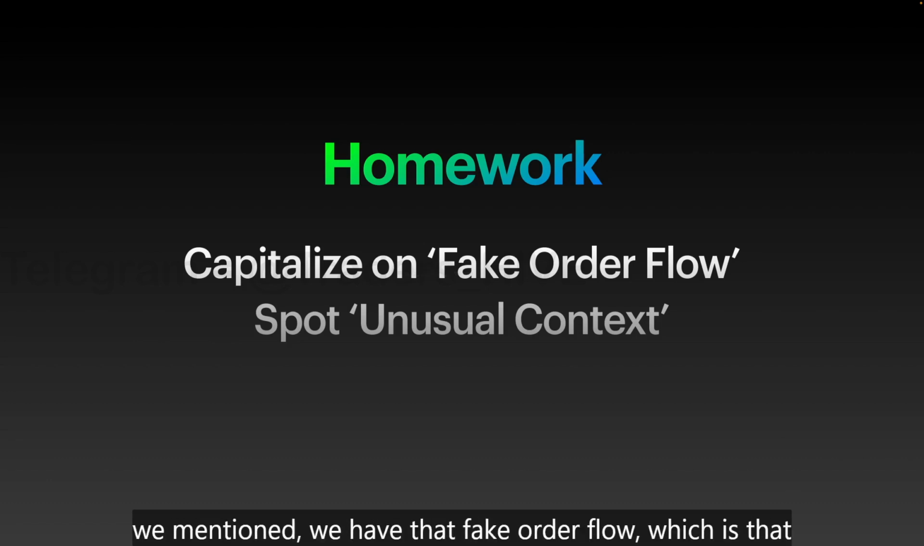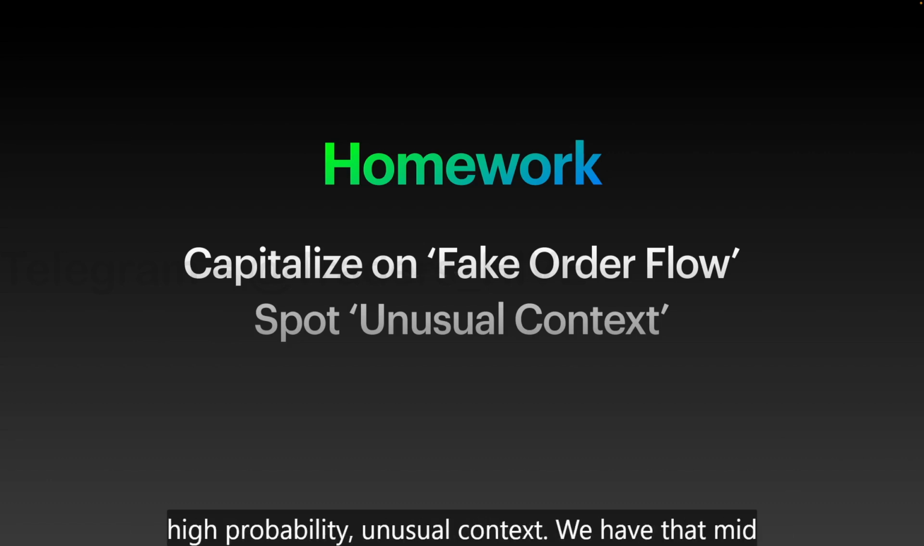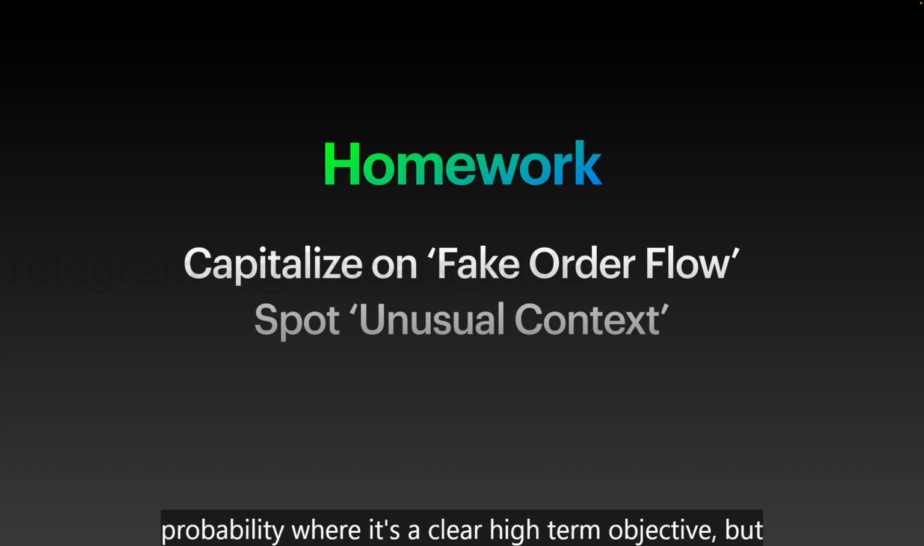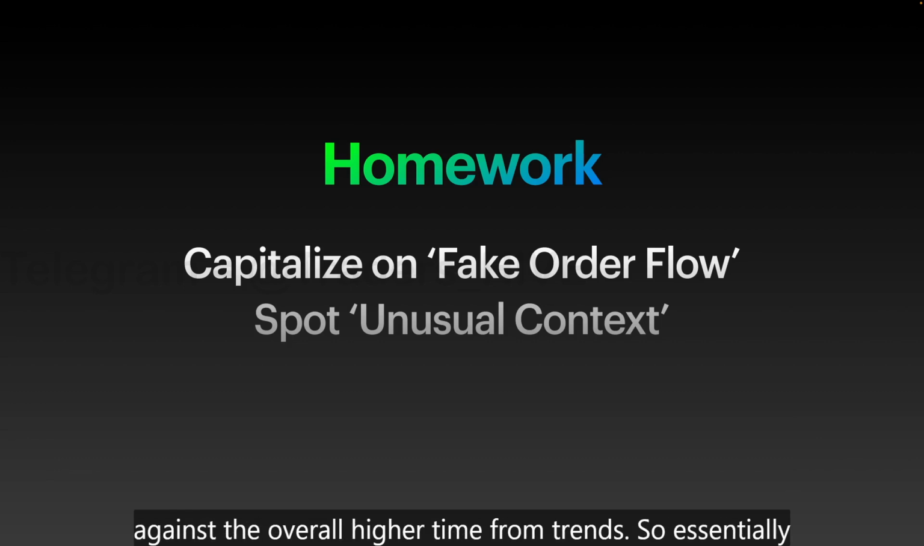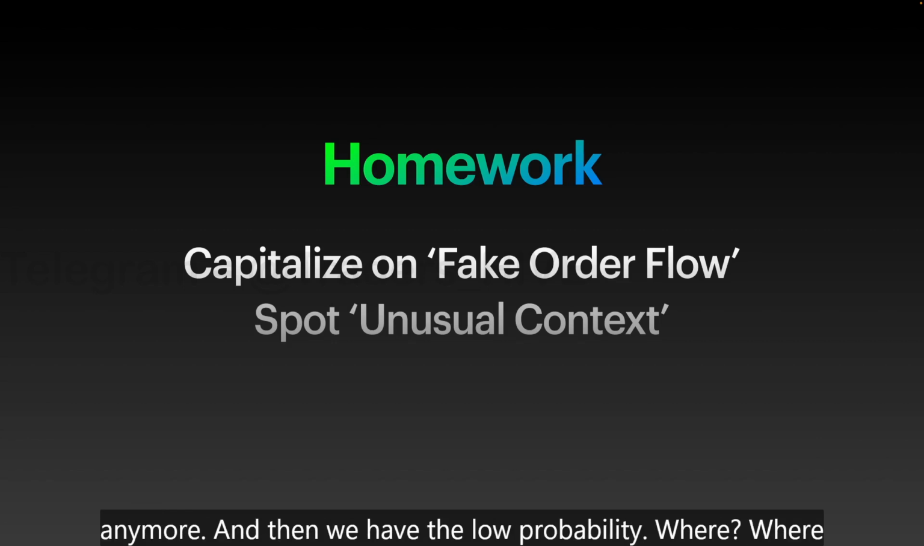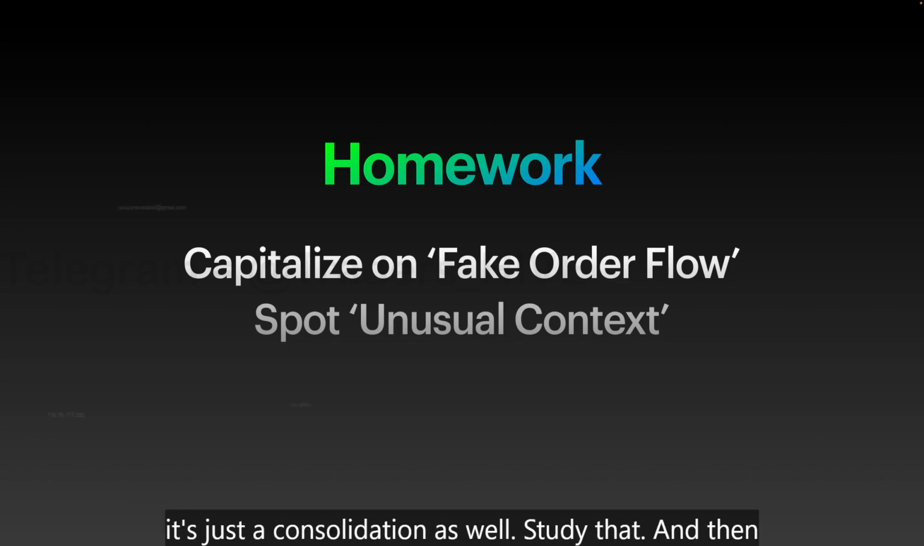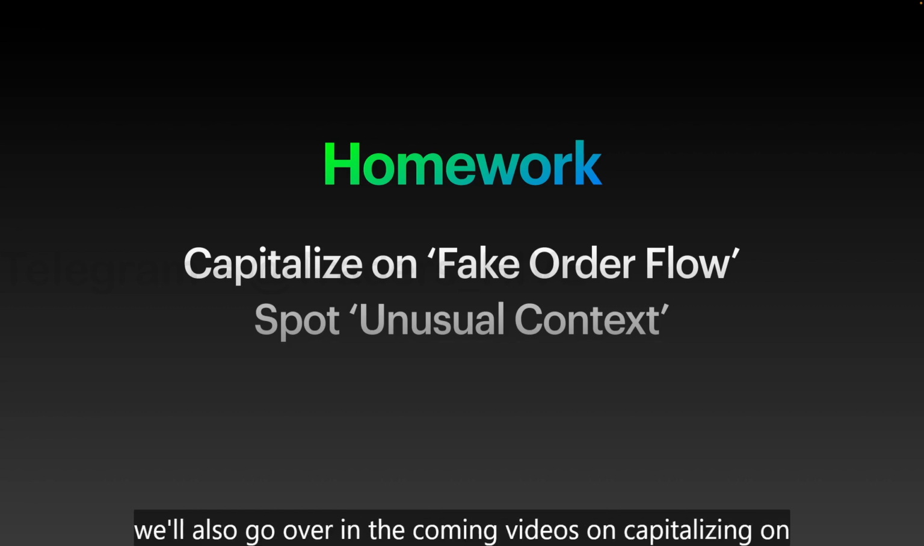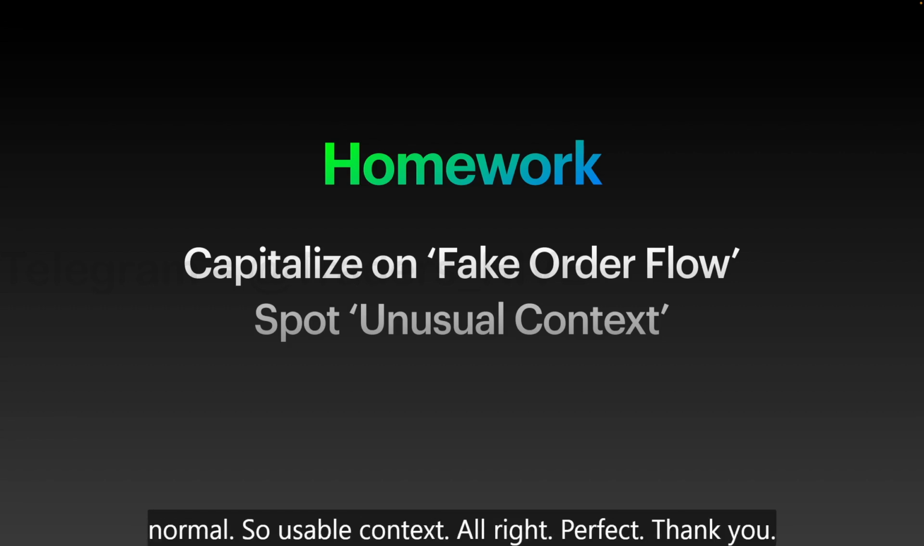So like we mentioned, we have that fake order flow, which is that high probability unusual context. We have that mid probability where it's a clear higher time frame objective, but against the overall higher time frame trend. So essentially normal order flow all of a sudden not following through anymore. And then we have the low probability where it's just a consolidation as well. Study that. And then we'll also go over in the coming videos on capitalizing on normal, so usual context.